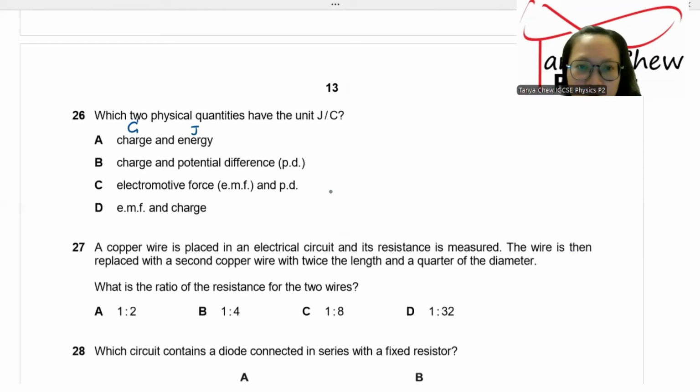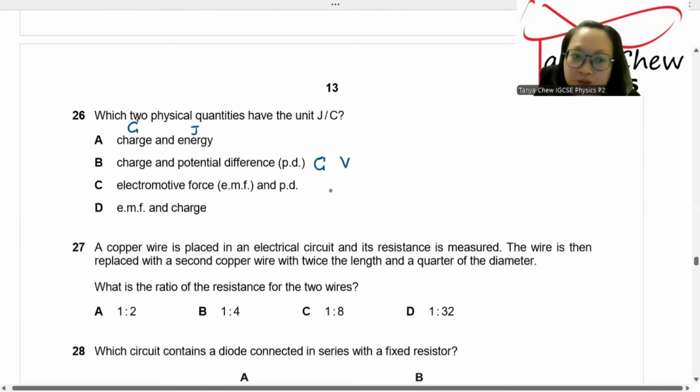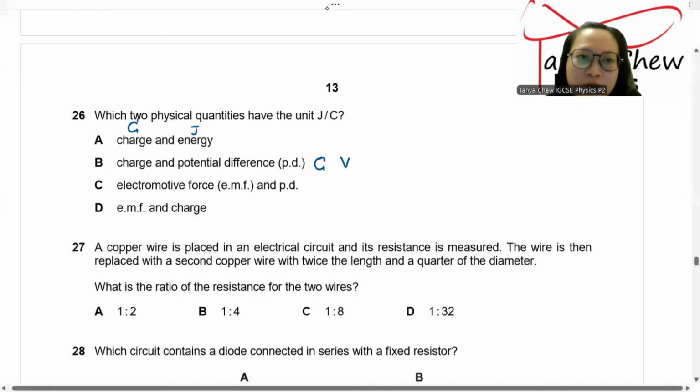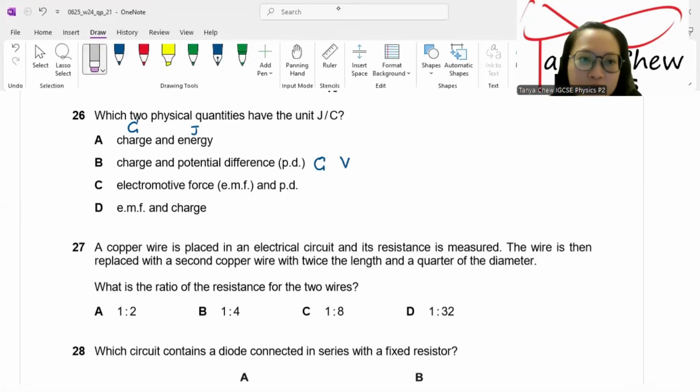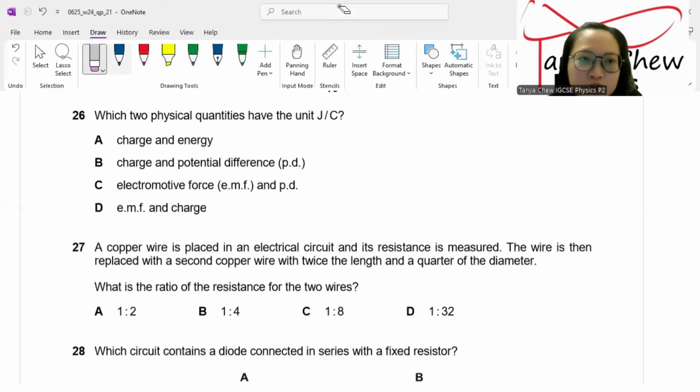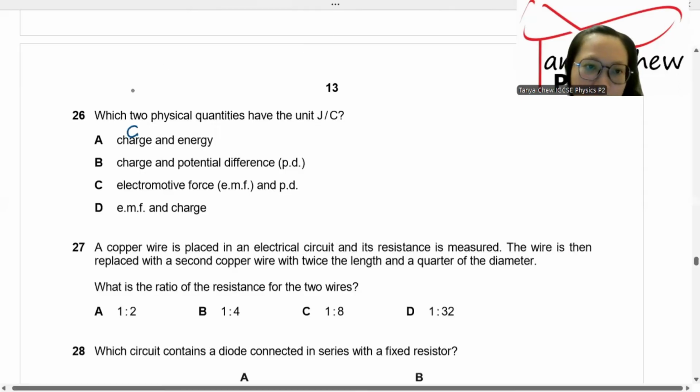Now, charge is coulomb, potential difference is volt. So there is no joule per coulomb as well. But, okay, I need to do this with the definition of these two quantities, because if I compare in this way, then I wouldn't be able to get the answer. So let me erase this one. Okay, charge is defined as current times time, so the coulomb.